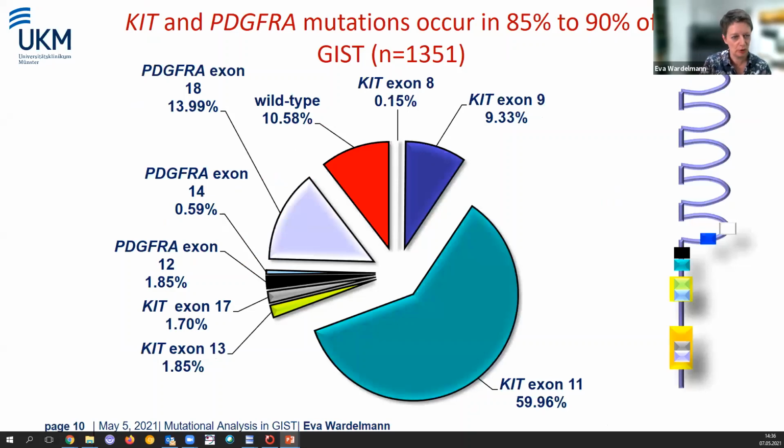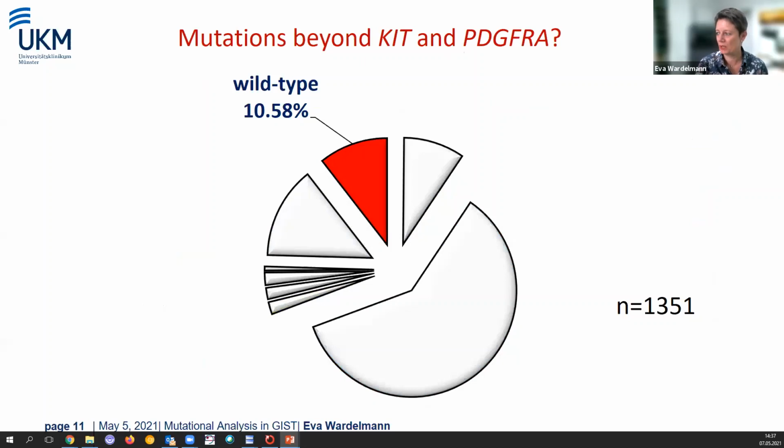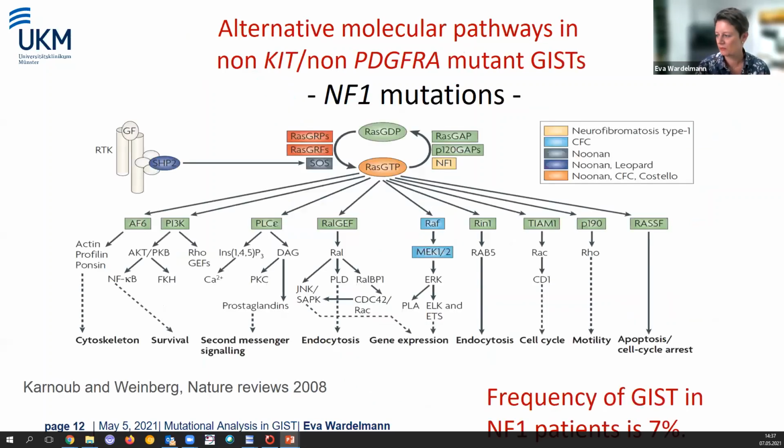Now, let's move on to the non-KIT, non-PDGF receptor alpha mutant GIST, which of course make only small proportions. These are our own data from about 1,400 GIST. And you can see there is this red piece here, of about 10% of all GIST having no mutations in the classical hotspot that we know. So let's look at what's behind these 10%.